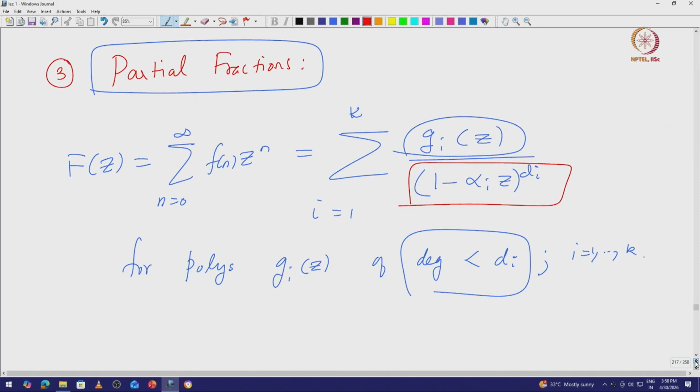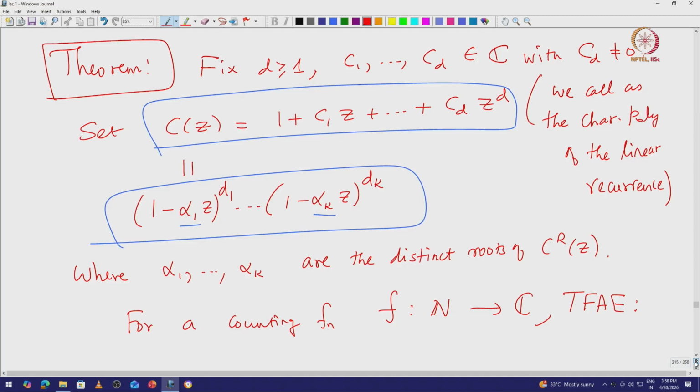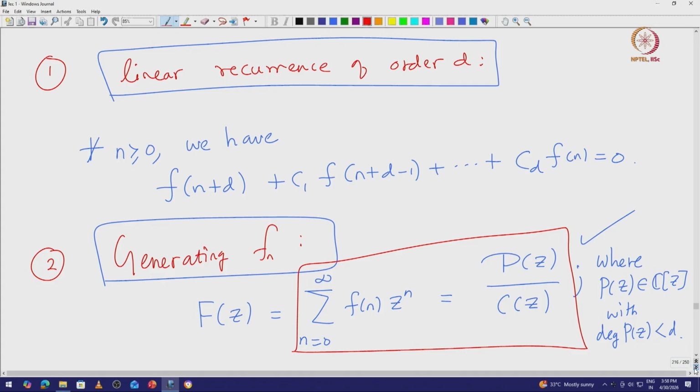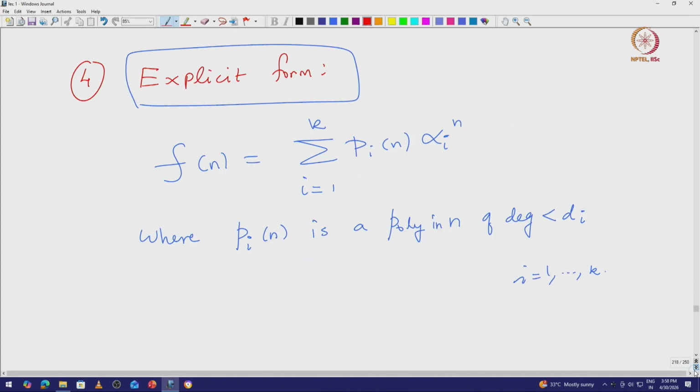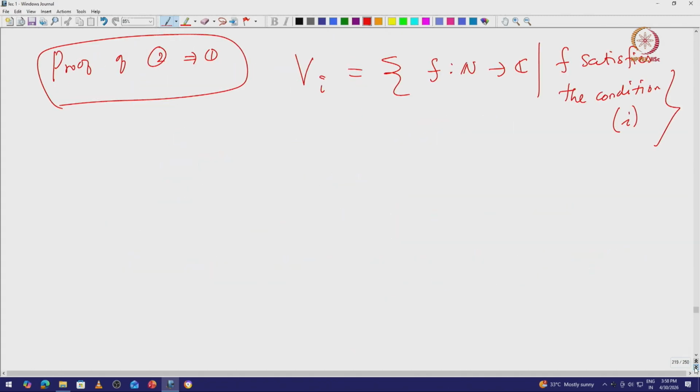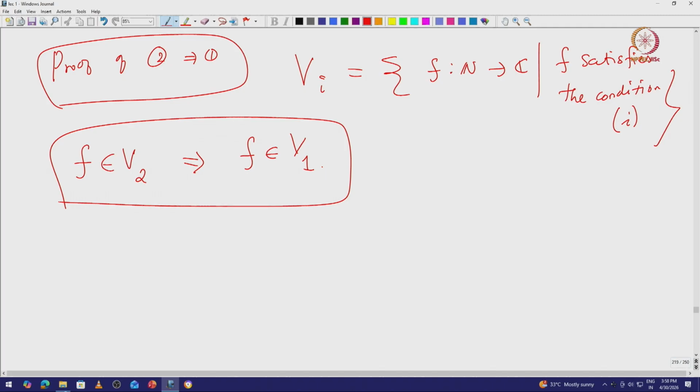Note that the condition i depends upon the coefficients that we have chosen, C1 etcetera CD, and of course, C1 etcetera CD determines the roots alpha 1 etcetera alpha k. So, these conditions are well defined. Now, suppose f satisfies the condition 2. That means f is in V2, then we want to prove that f is in V1. This is the meaning of 2 implies 1.